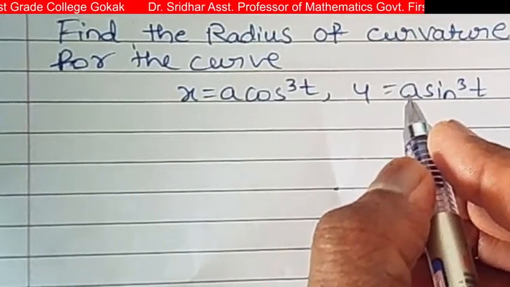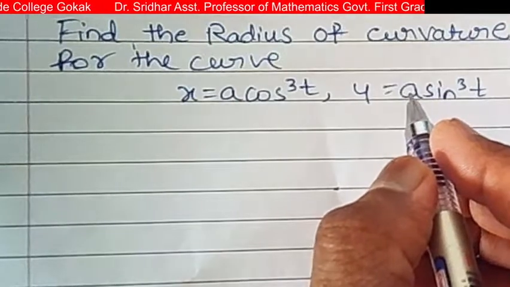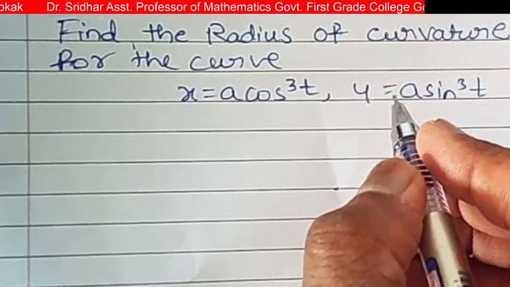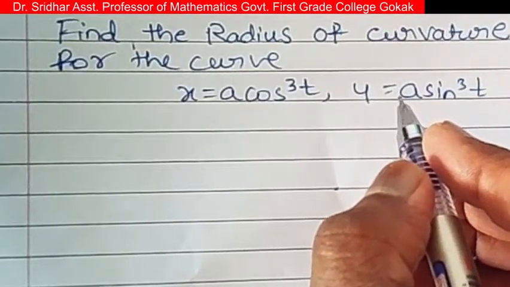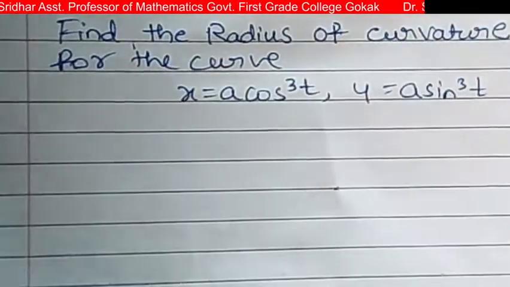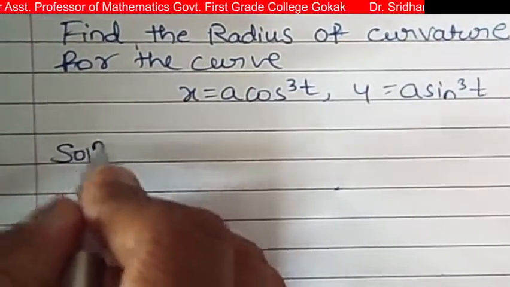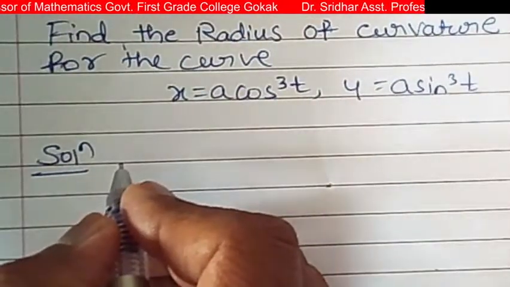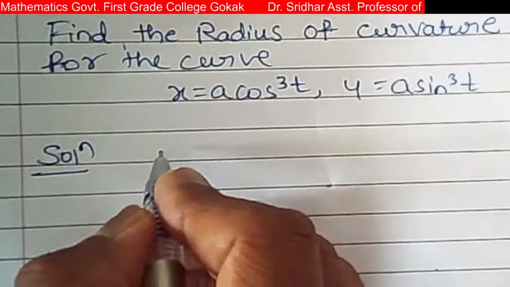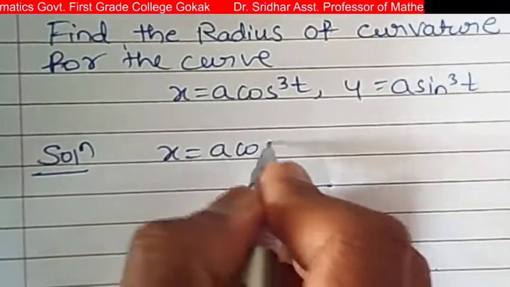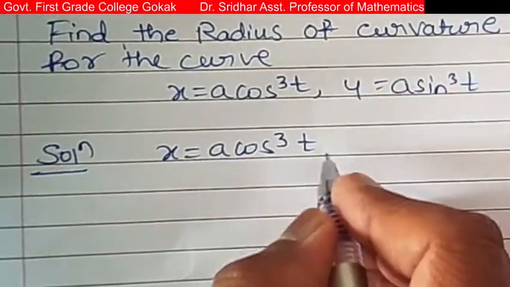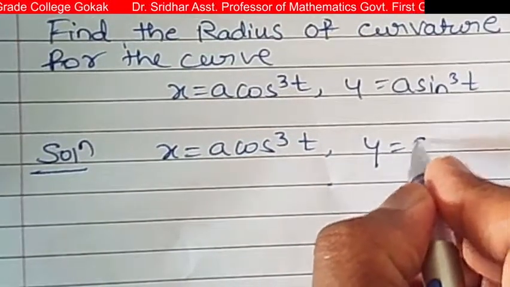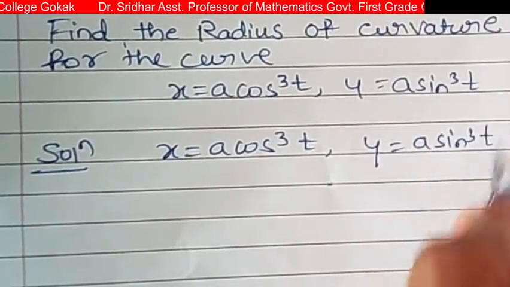Now we solve this problem by using the radius of curvature in parametric formula. So here the solution is, whatever is given, you write it. So the given curve is x is equal to a cos cube t, y is equal to a sin cube t.